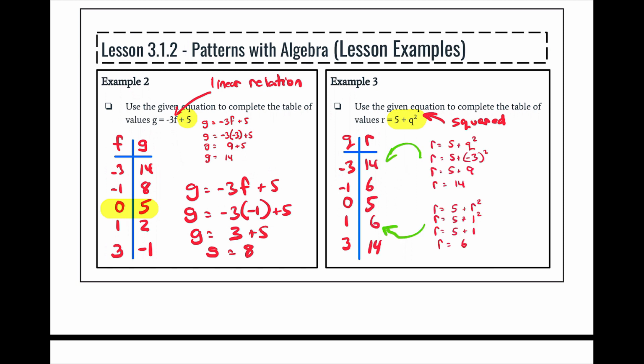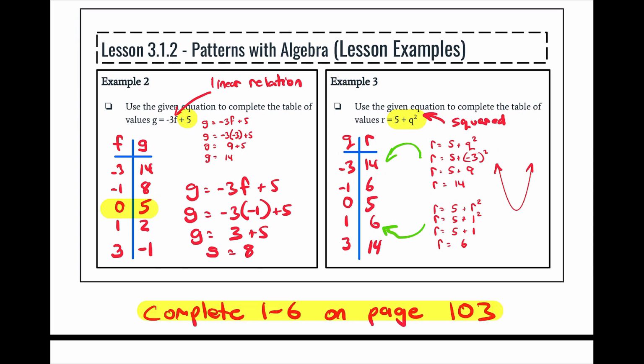All right, so the values you should have got are 14, 6, 5, 6, and 14. This will actually create not a straight line, and that's because of that squared value over the independent variable. This will actually make what we call a parabola, which is going to look like that. But again, you'll learn that later on. For now, as long as you can get that table of values correct, we're on the right track.